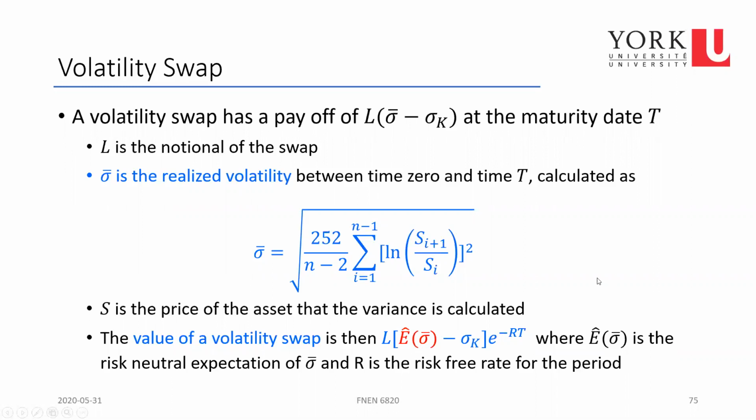So the important notion here is that we have to use what we have learned on the variance swap to be able to calculate this expected realized vol. This expectation is again taken under the risk neutral probability.